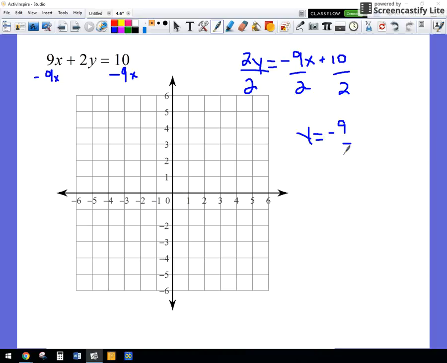Don't change this to a mixed number. Don't change it to a decimal. We like fractions when dealing with slope. And we've got a positive whole number for our intercept. So I'm going to start with my y-intercept of 5. I'm going to go down 9, so I end up here at negative 4, and to the right 2. Now, doing another point here won't really work because my graph is so small, so I'm just going to go ahead and connect my points.